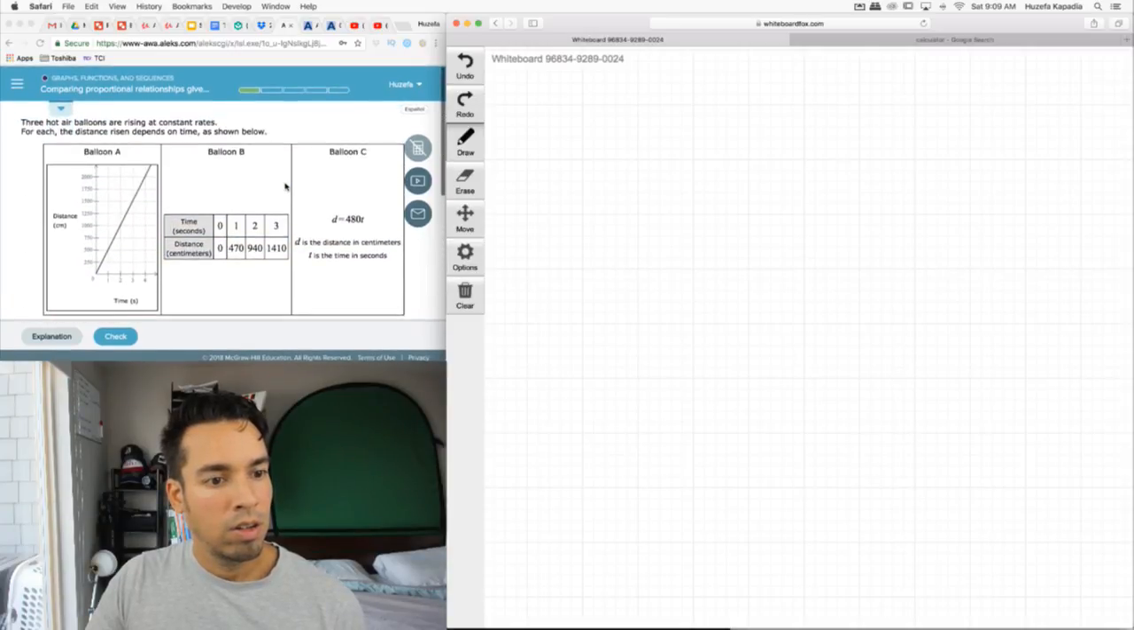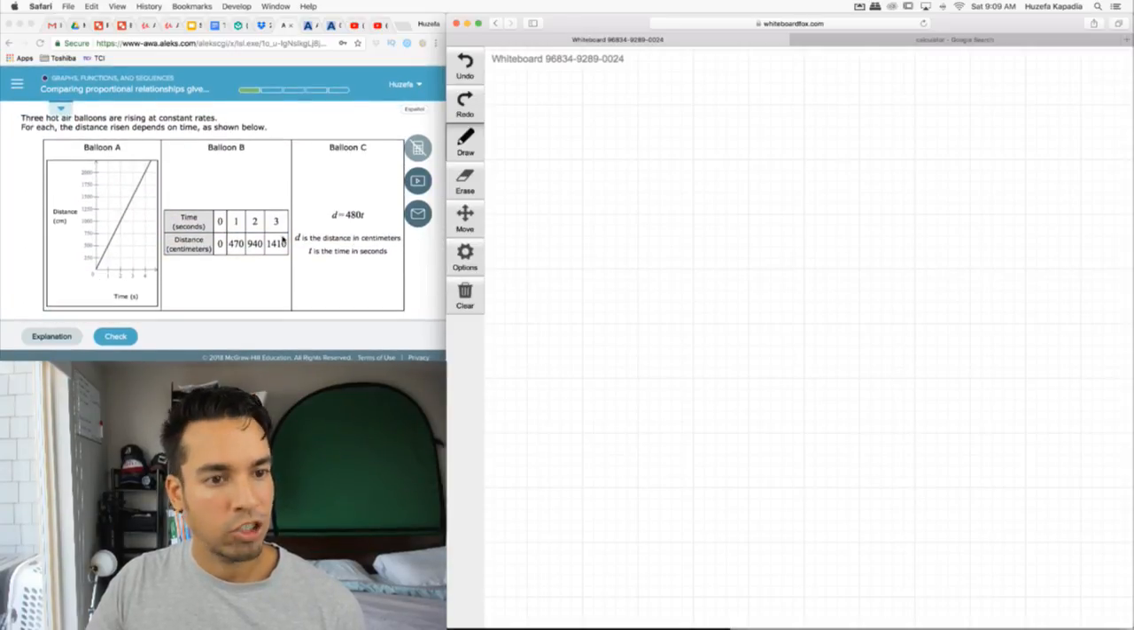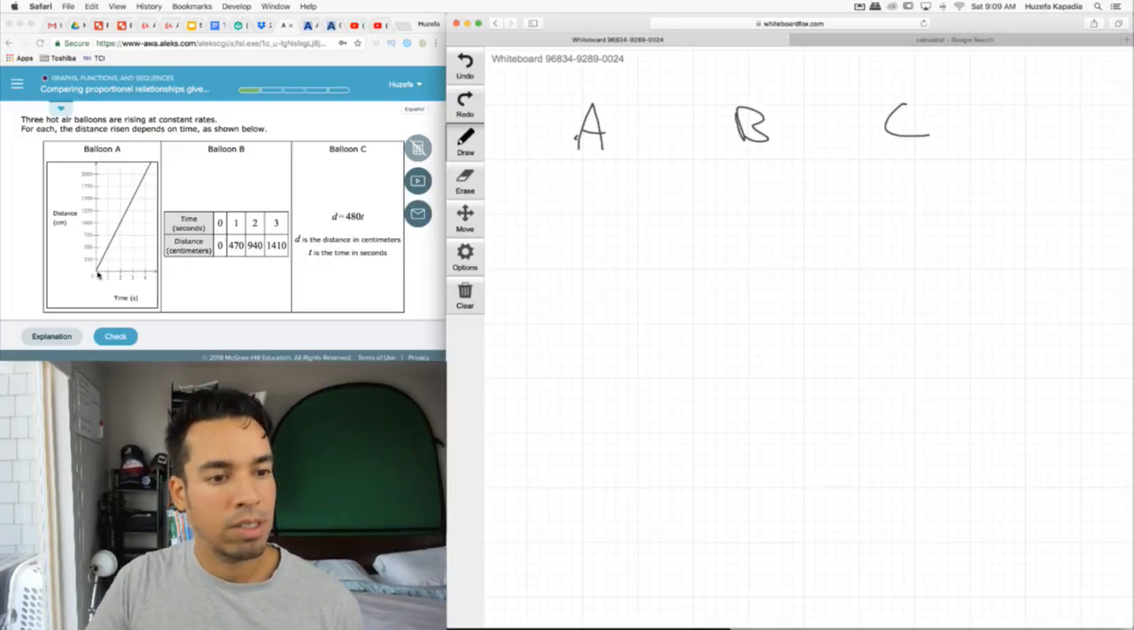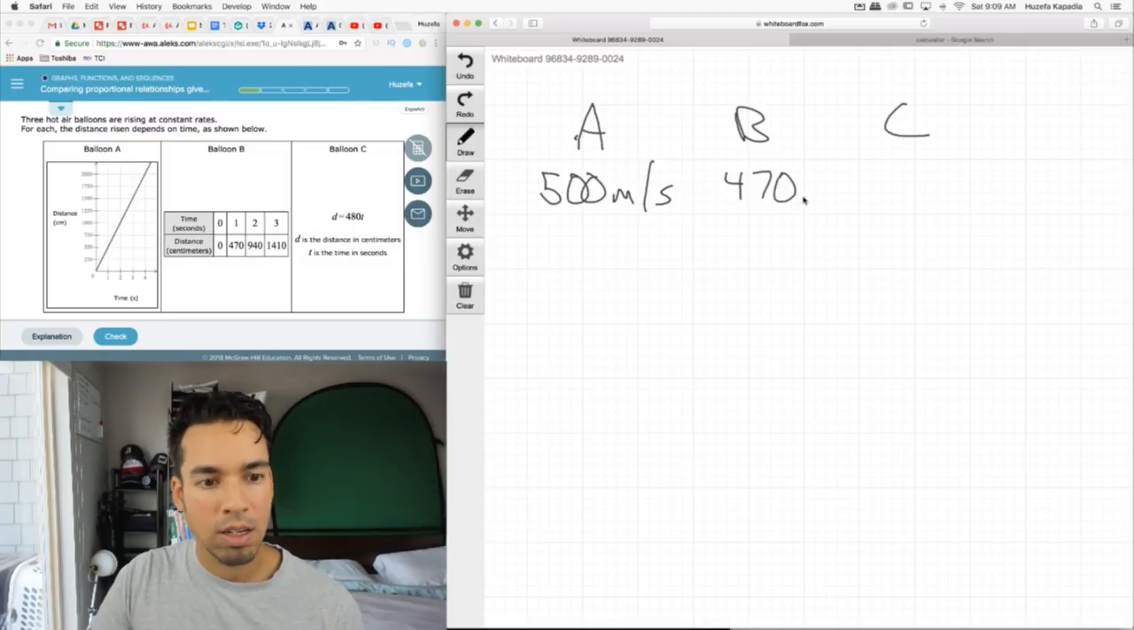Next. So we've got a graph, a table, and an equation. Same deal. So we want the time, we want the speed for each. So with this nice graph, it's again the slope. What's the slope? Well, for every 1 second, we're increasing by 500 meters. Another second, we're increasing by 1,000, or by another 500. 500, 1,000, 1,500. So this is 500 meters per second. This one is 470. And we can see that just from this first jump, 0 to 470. So it's 470 every second, meters per second. And this last one, that's my speed value right there, 480.